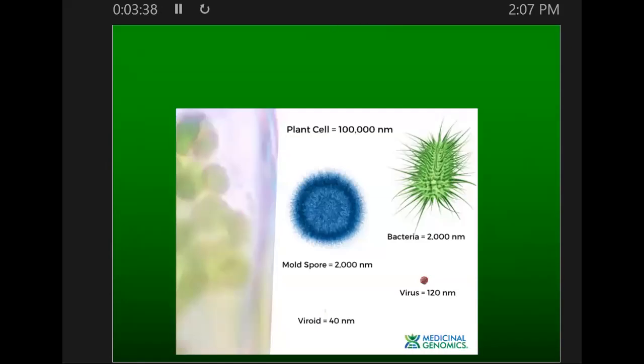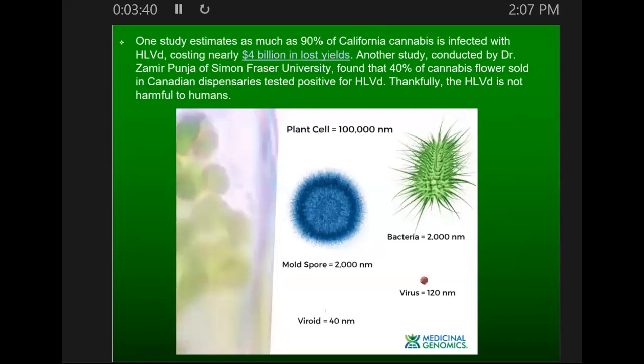Here's a, if you can even see it. I don't know if you can see it. It's not there in the size comparison relative to a virus, a mold spore, bacteria, and then on the left is only part of a plant cell that they're showing over here. So this is the plant cell. So you can see how tiny, tiny, tiny, and yet it can cause such devastating disease. $4 billion in loss, some are saying.